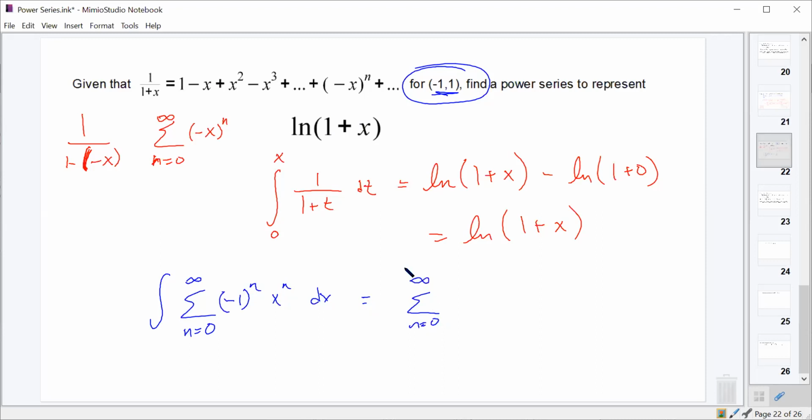-1 to the n is just a constant, right? And x to the n should just integrate to become x to the n plus 1 over n plus 1. Good or no?